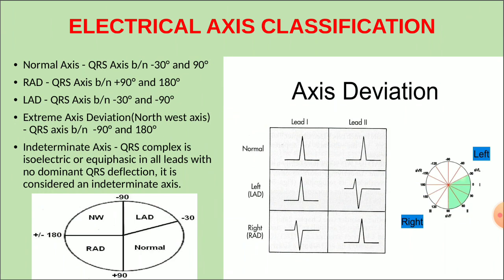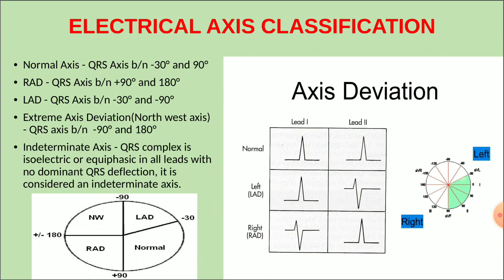Electrical axis classification. In the left bottom picture, you can notice that if the QRS axis is between minus 30 degrees and plus 90 degrees, it is normal axis. To the right of the normal, right axis deviation. That is, if the QRS axis is between plus 90 and 180 degrees, it is right axis deviation. To the left of the normal, if the QRS axis is between minus 30 degrees and minus 90 degrees, it is left axis deviation. If the QRS axis is between minus 90 and 180, it is extreme axis deviation. It is also known as northwest axis.